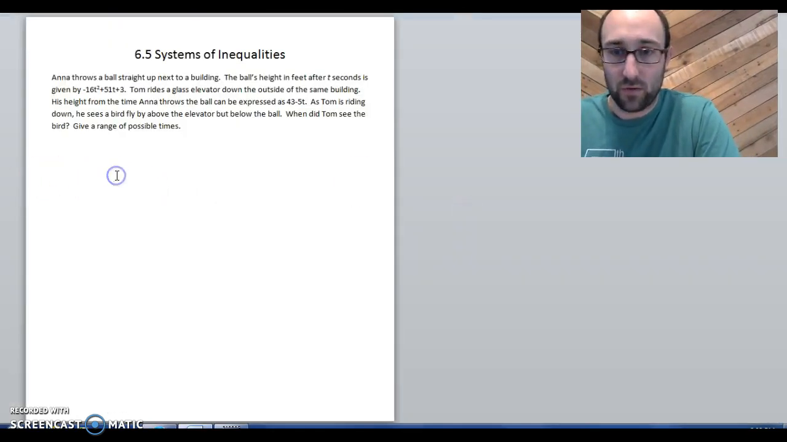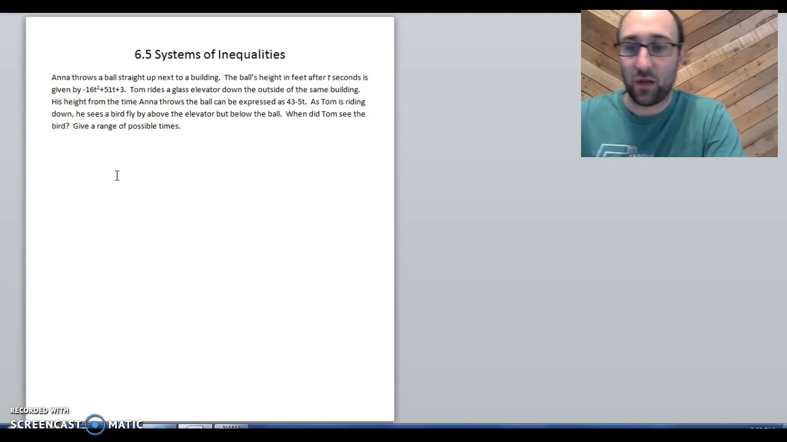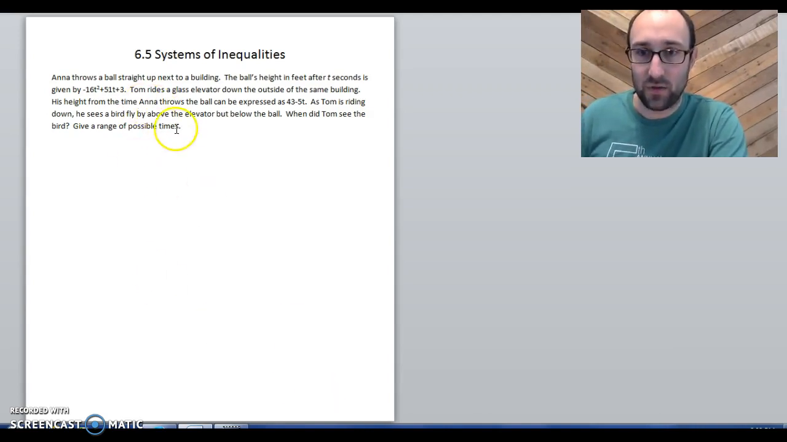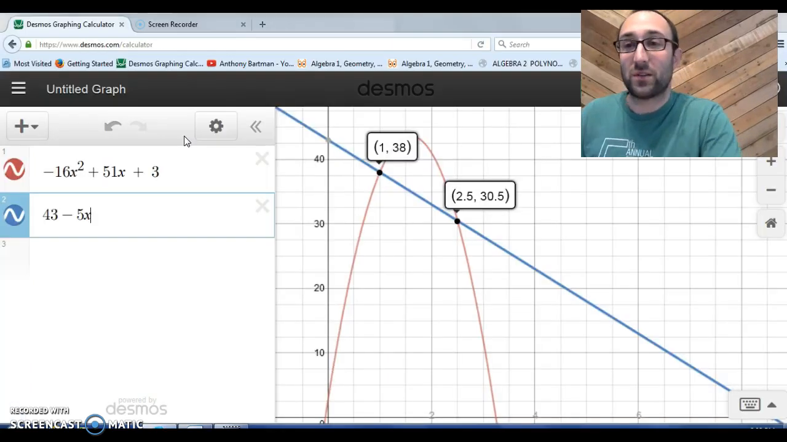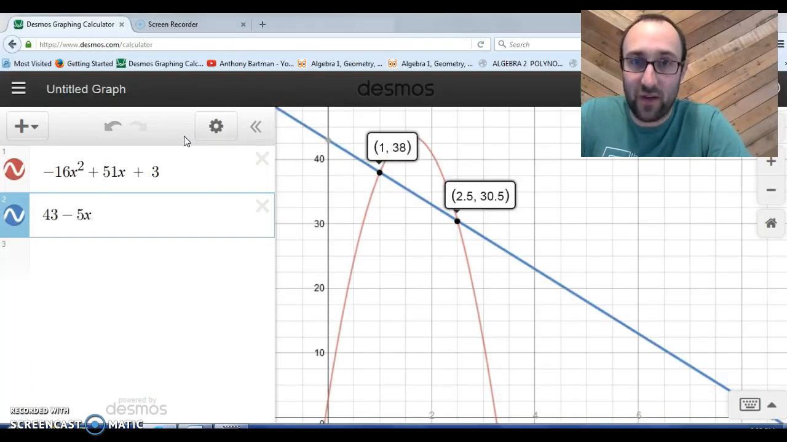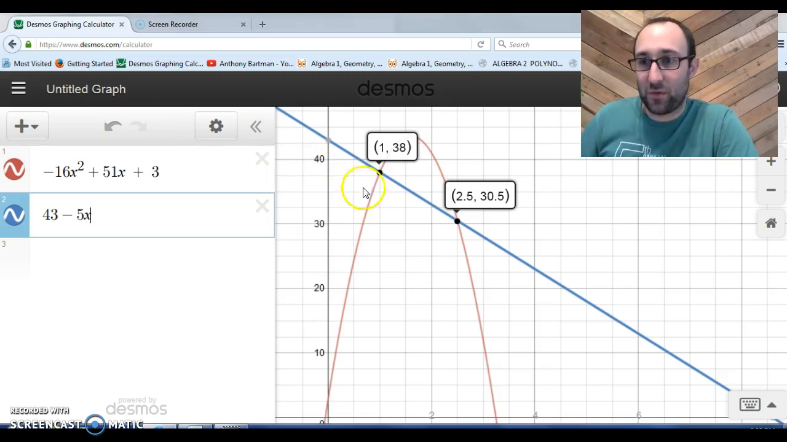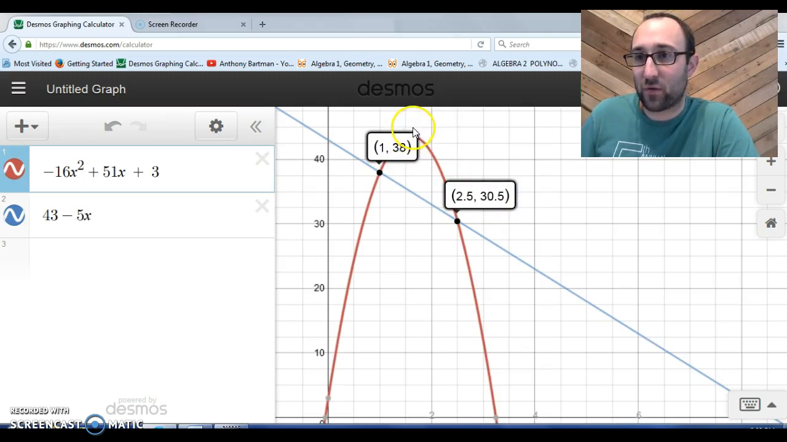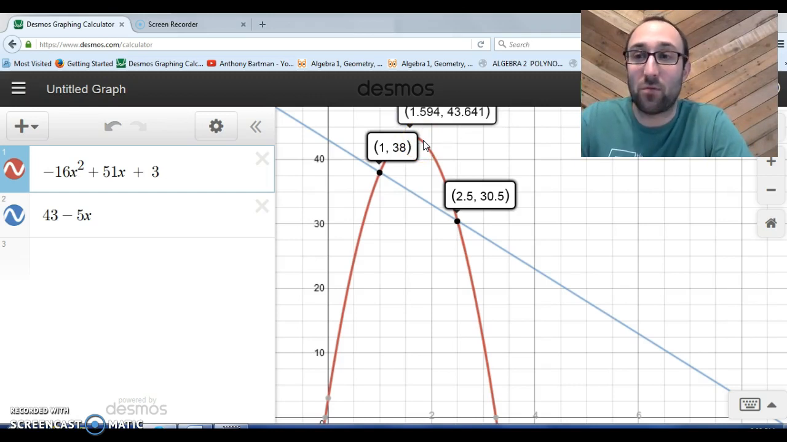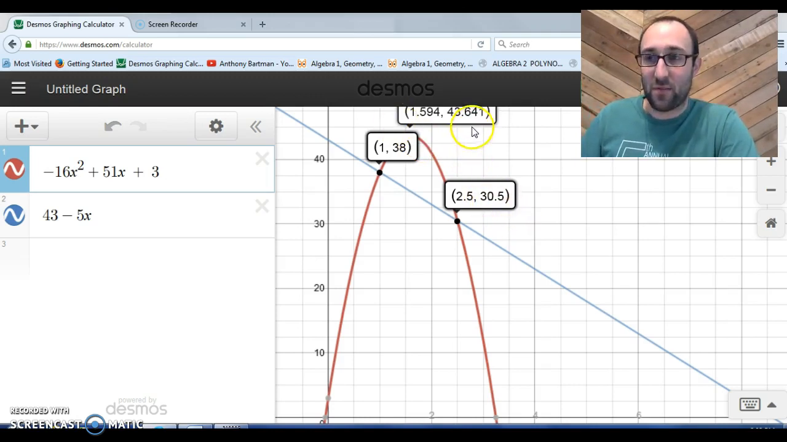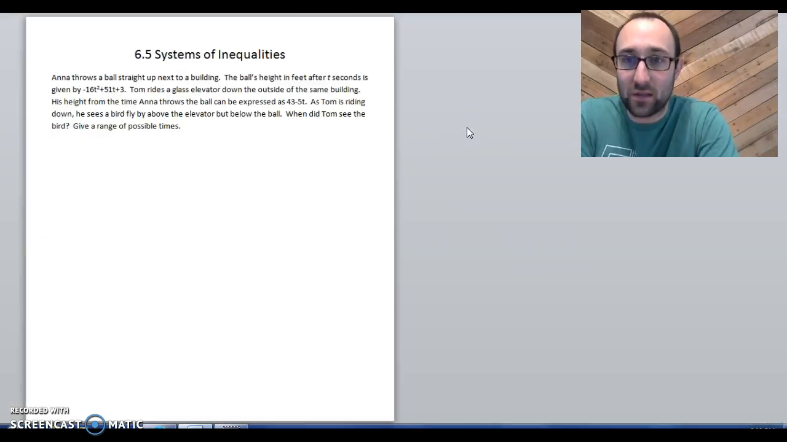So if we wanted to put the times here, it's going to be between 1 second and 2.5 seconds. And the height would be between 38, it goes up, then back down to 30.5. Actually, it could be as high as whatever this maximum height is, 43.641. That would be the maximum height. So the lowest it could be is 30.5. The maximum would be here, but let's just see what the question says.